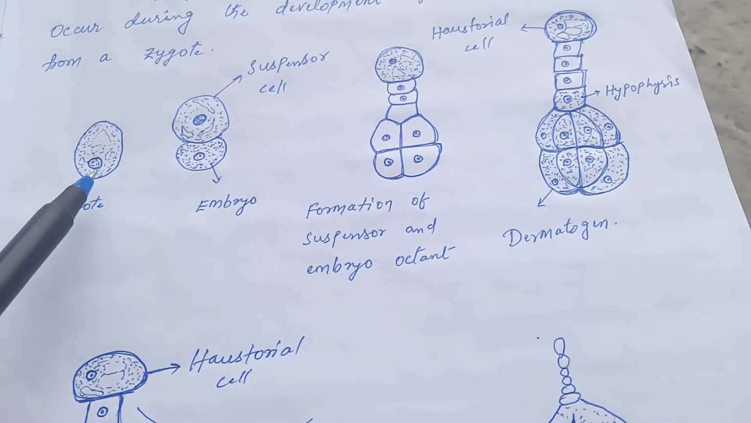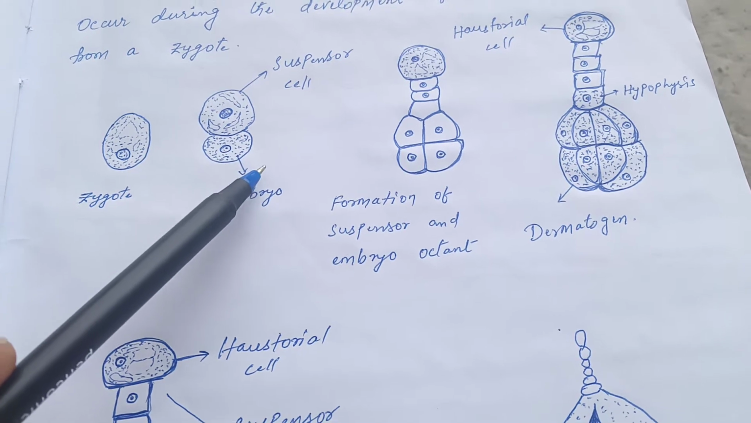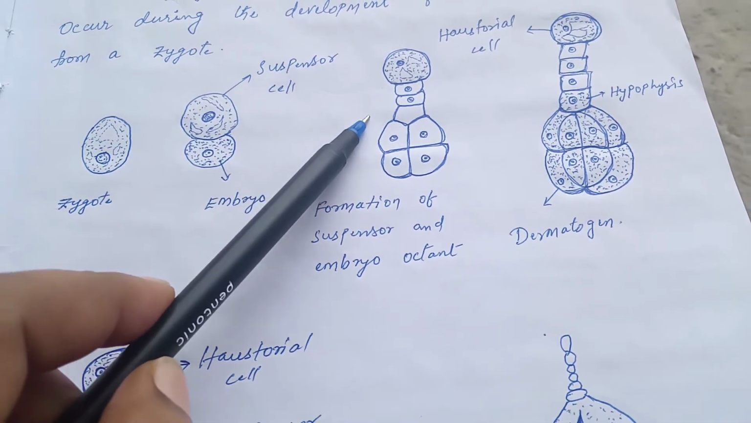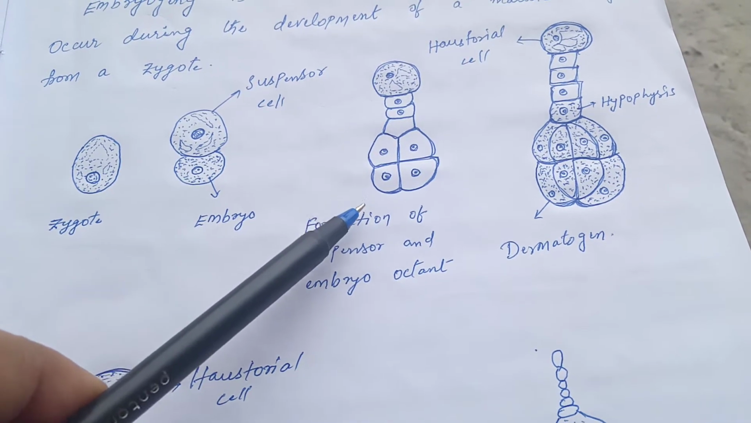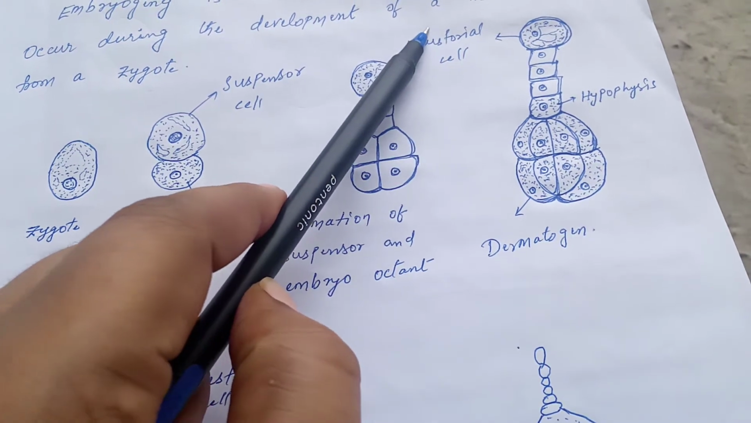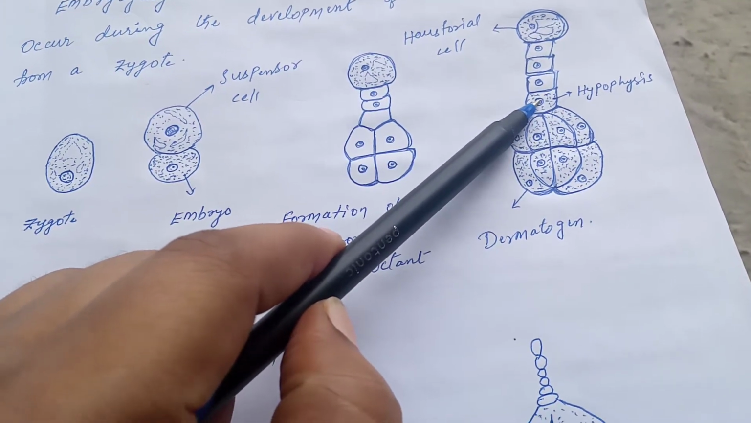This is zygote. Zygote divides to form two cells, suspension cell and embryo cell, and the suspension cell divides to form 6 to 10 cells. And this is the formation of suspension, and this is the first cell of suspension. It acts as ostomium. This is the last cell. Last cell is called hypophysis.